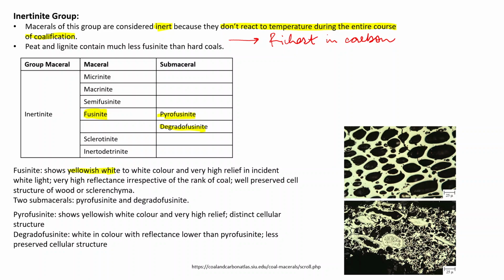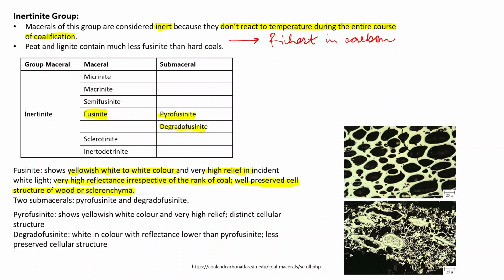Fusinite shows yellowish white to white color and very high relief as well in the incident white light, very high reflectance irrespective of the rank of coal, whether it is bituminous, semi-anthracite, or anthracite. If you are finding the inertinite group of macerals, they will have very high reflectance and well preserved cell structure of the wood or the sclerenchyma. In the photographs on the right hand side, you can see how beautifully these structures are preserved. These are the cell structures, and see their color, it is yellowish white in the incident light, and the relief is also high. Relief means how clearly they are visible.